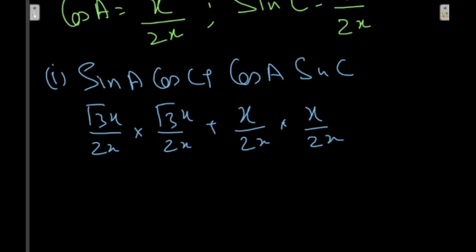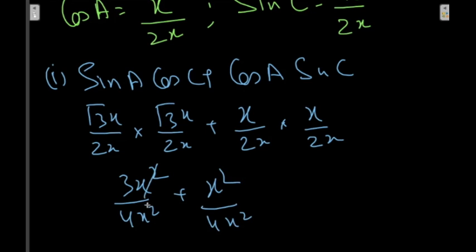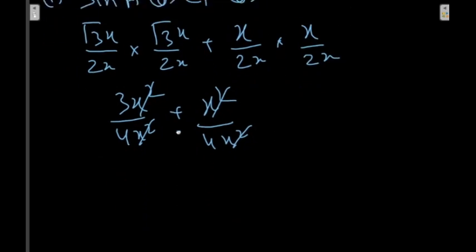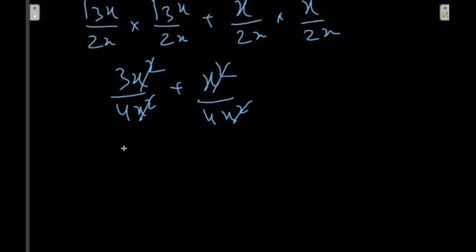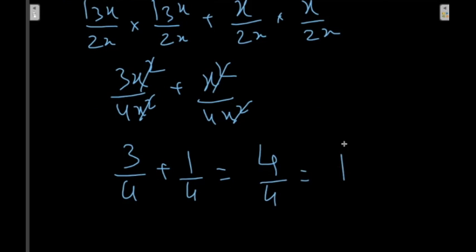It becomes 3x square over 4x square plus 3x square over 4x square. So this x square goes, all of them cancel. So this becomes 3 by 4 plus 1 by 4, which is equal to 4 over 4 and is equal to 1. So this is the answer.